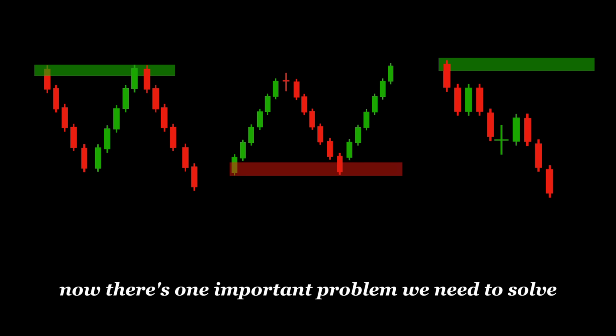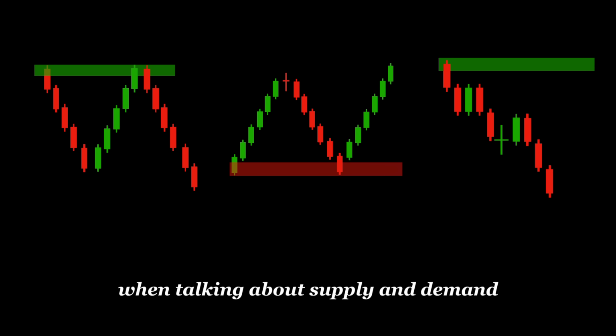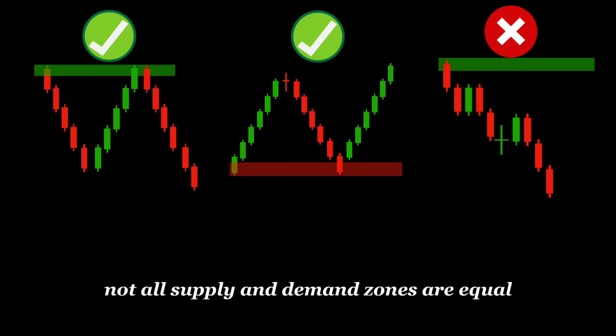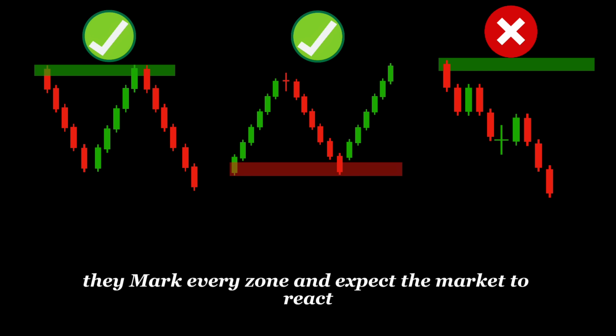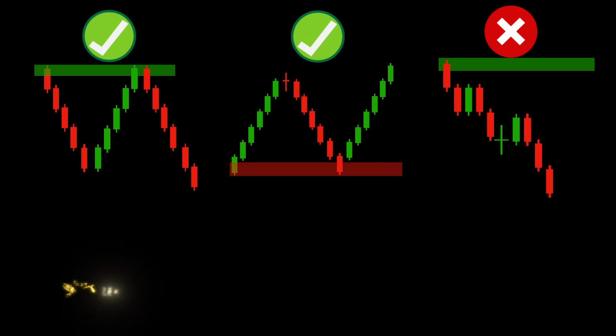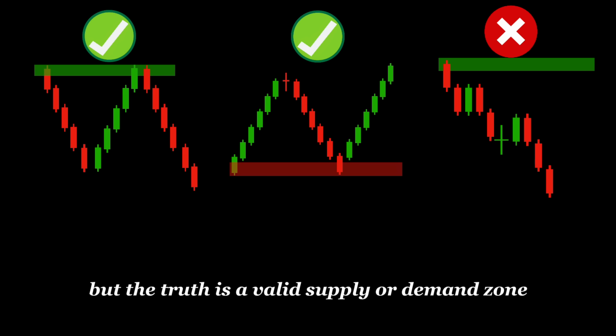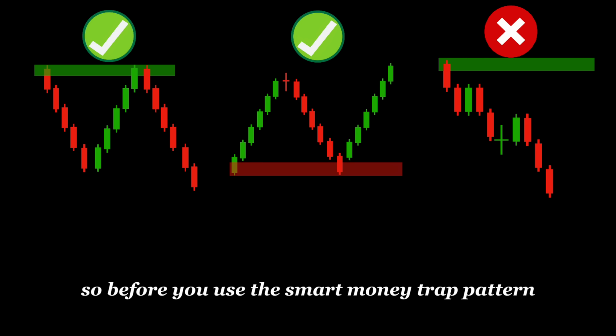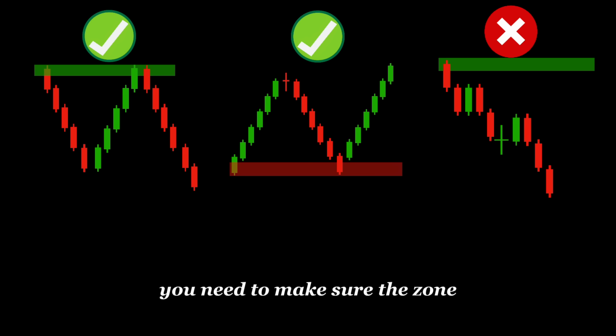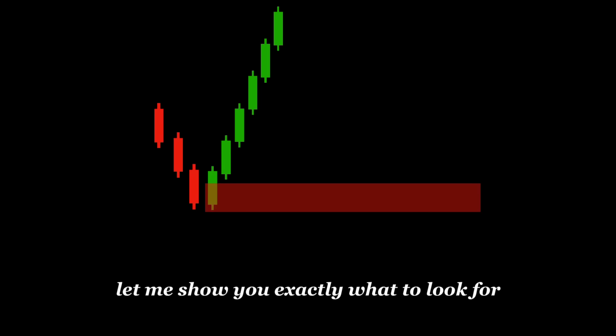Now, there's one important problem we need to solve when talking about supply and demand. Not all supply and demand zones are equal. And this is exactly where most traders make mistakes. They mark every zone and expect the market to react. But the truth is, a valid supply or demand zone must follow specific criteria. Because if the zone is weak, even the best pattern won't work. So before you use the smart money trap pattern, you need to make sure the zone itself is strong and valid. Let me show you exactly what to look for.